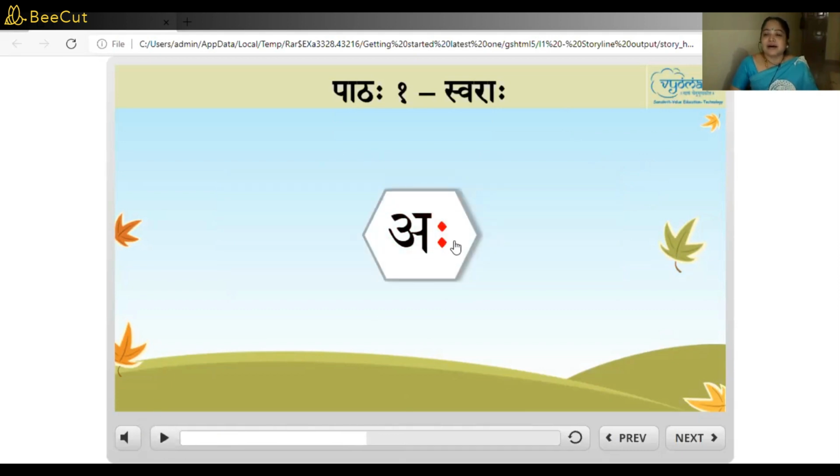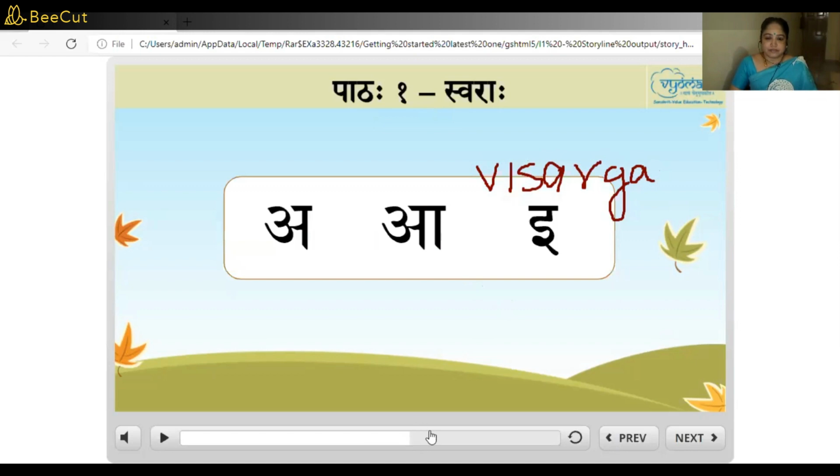Next, you have aha. Here you have two dots on the side. This is called visarga. And this also can be used with all letters. Aha, aha, ihi. And the pronunciation varies depending on the letter that precedes the visarga.